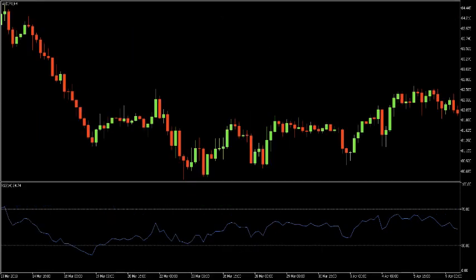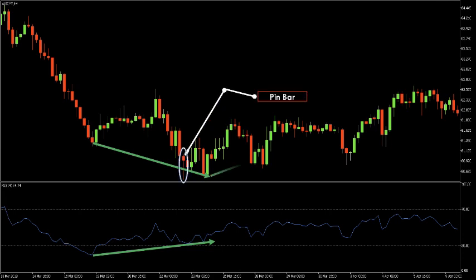Look at another chart example. Here is the Aussie JPY chart. As you can see, here is a clear divergence between price and the RSI indicator, which signals a trend reversal. But this is not quite enough to make our trading decision. We still need a price action setup that confirms the trend reversal. As you can see here, the formation of this pin bar confirmed the trend reversal.